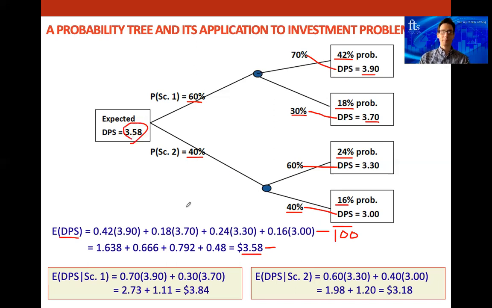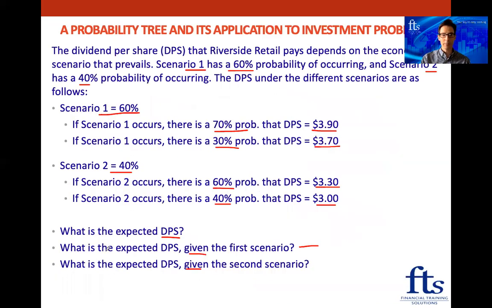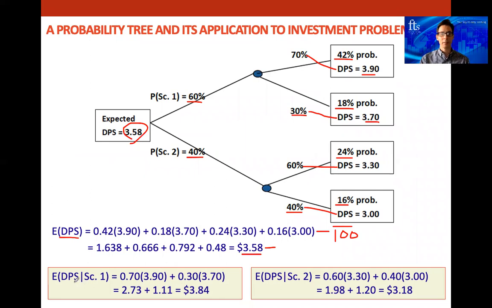Good stuff. Now we need to answer those other 2 questions that were at the bottom of the previous slide. The first question, what is the expected dividend per share given the first scenario? So they're asking us the expected dividend per share given scenario 1. This actually makes life easier because they're telling us given scenario 1. So all we need to do is focus on the top half of the tree. So if we're given scenario 1, well, then there's going to be a 70% chance of getting $3.90 there. And there's going to be a 30% chance of getting $3.70 there. That's it. Because we only focus on the top half of the tree because it says given scenario 1.